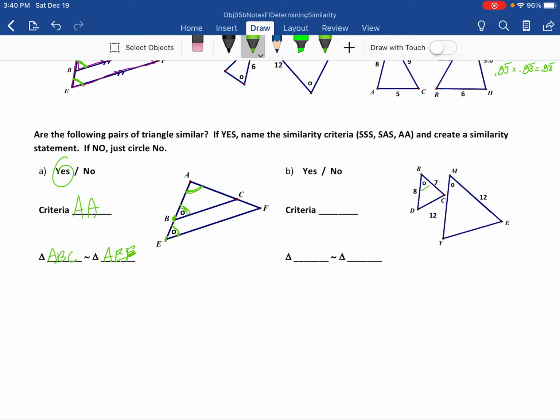This last one, let's just see, we have an angle, and then we have our sides. Is 8 over 12 equal to 7 over 12? This is no. The sides are not proportionate.